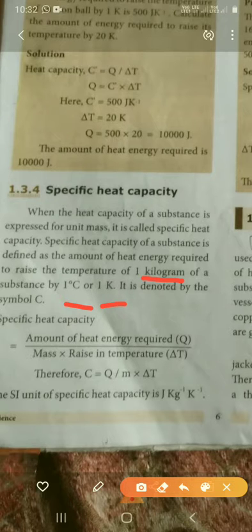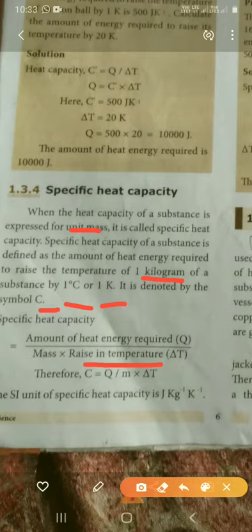It is denoted by the simple letter C. So the specific heat capacity formula is the amount of heat energy required divided by mass into raised temperature. Already I told you, per unit mass, so you add the mass to the formula. Only this is different in this formula. So already we have studied this formula.